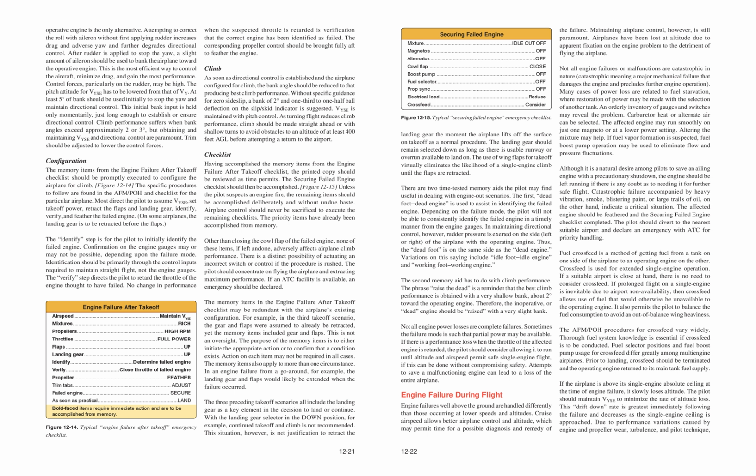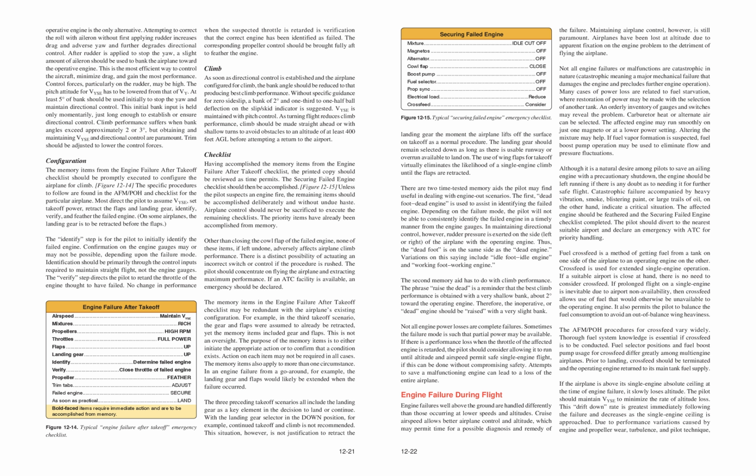Configuration: the memory items from the engine failure after takeoff checklist should be promptly executed to configure the airplane for climb. Figure 12-14. The specific procedures to follow are found in the AFM/POH and checklist for the particular airplane. Most direct the pilot to assume VYSE, set takeoff power, retract the flaps and landing gear, identify, verify, and feather the failed engine. On some airplanes, the landing gear is to be retracted before the flaps. When the suspected throttle is retarded, it is verification that the correct engine has been identified as failed. The corresponding propeller control should be brought fully aft to feather the engine.